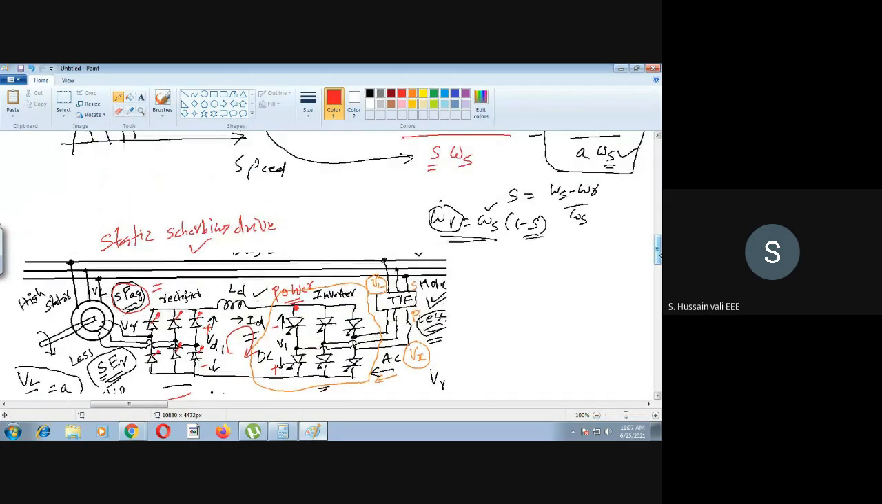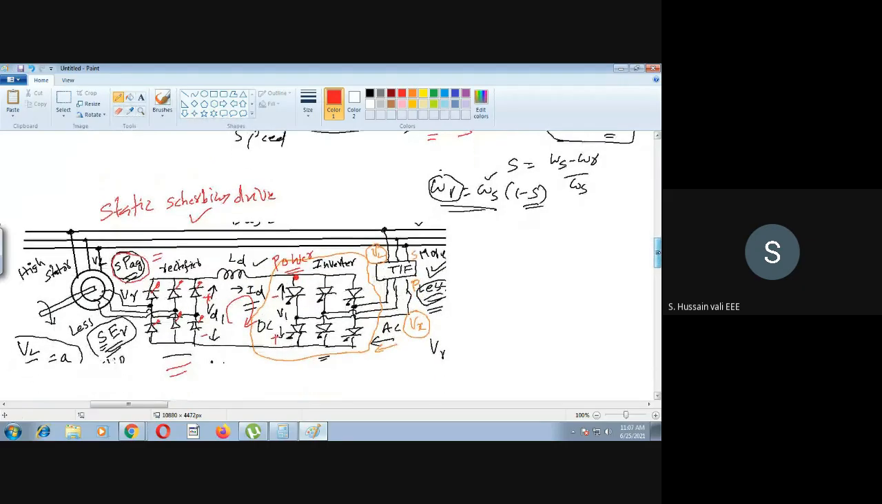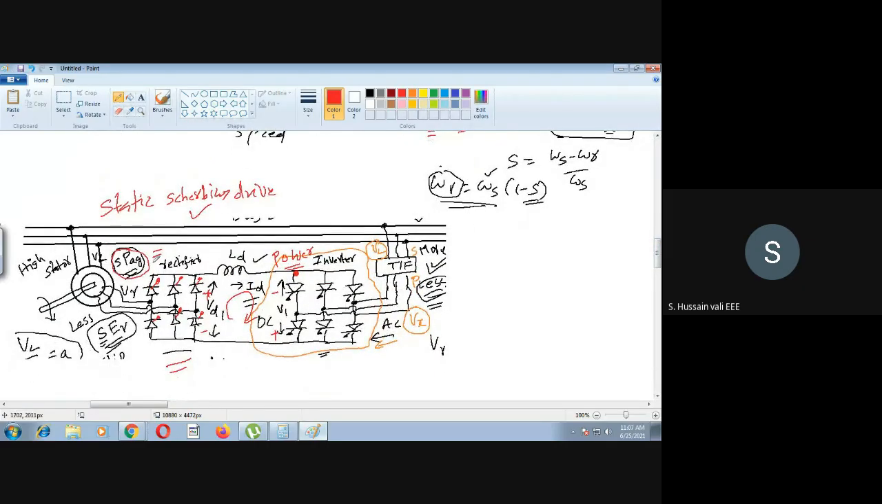So the previous one is also called static Scherbius drive. The difference between the previous picture and this picture is that in the previous picture, the rectifier is an uncontrolled rectifier. Now it is a controlled rectifier, and there is no other difference. So with this difference, of course, a slight variation will be there in the equations also. But the same analysis you can do here also. But I will tell you when we will use this one and the previous one.